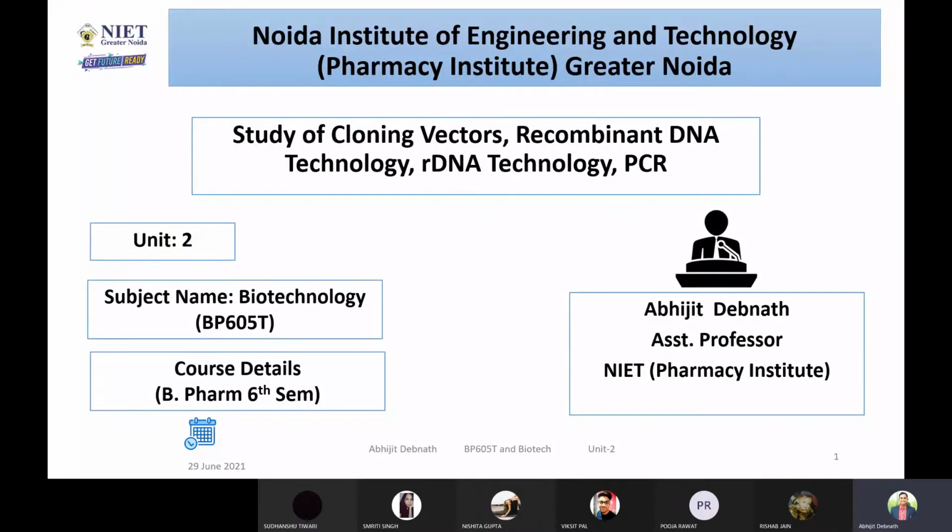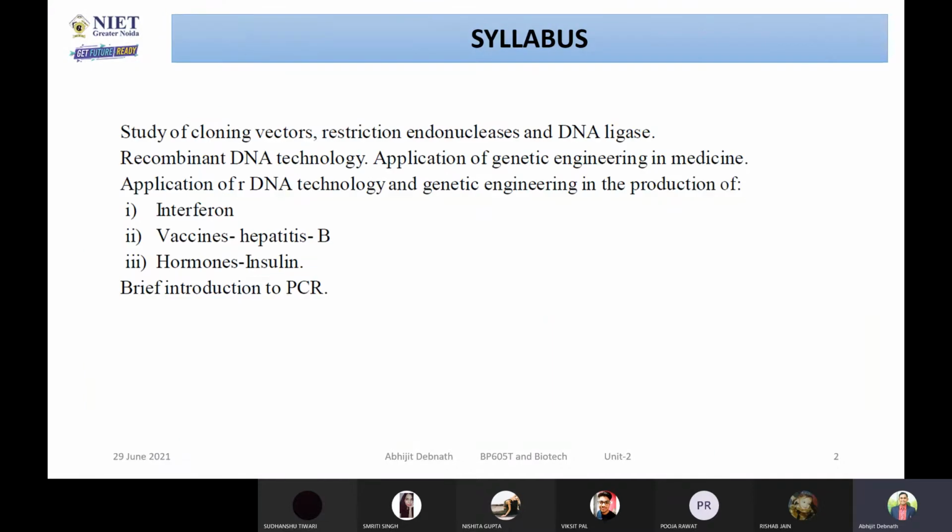So, my dear students, we are actually learning this part about the various rDNA based technologies. In my previous lecture, I told you that we have also seen these things in our unit 1, this part also, this part and this part.